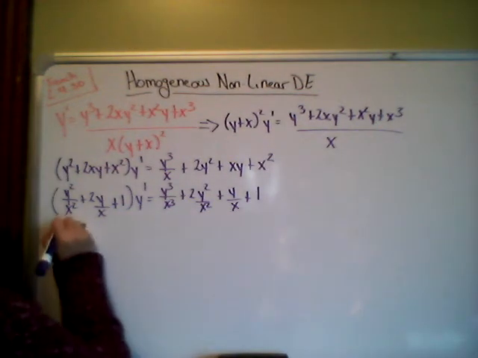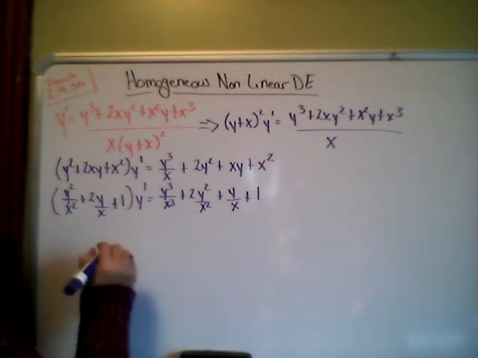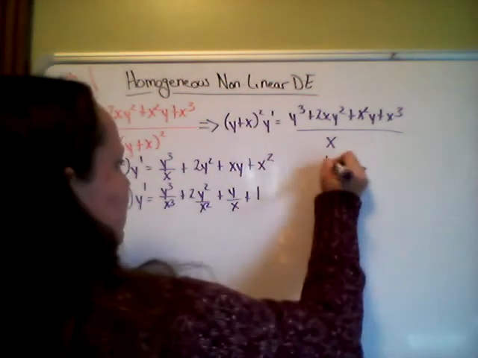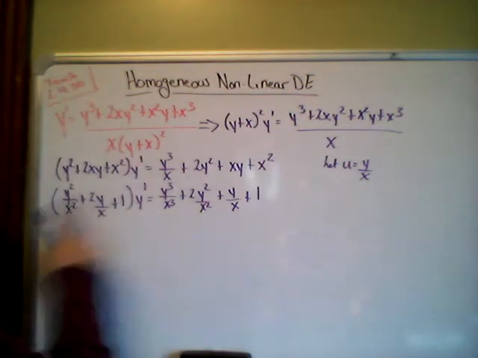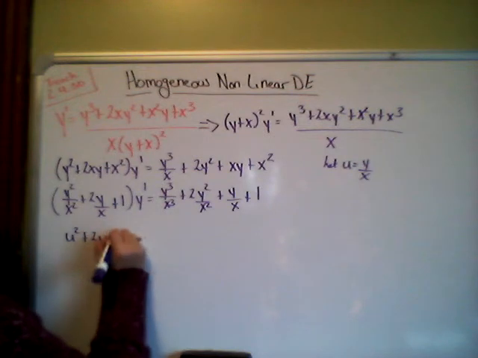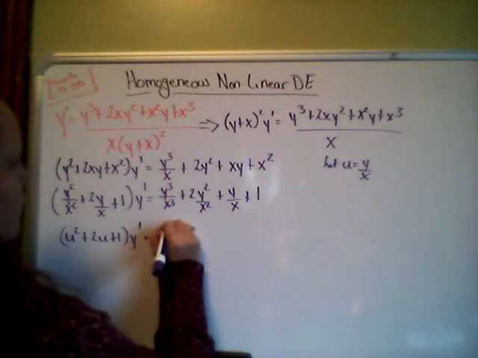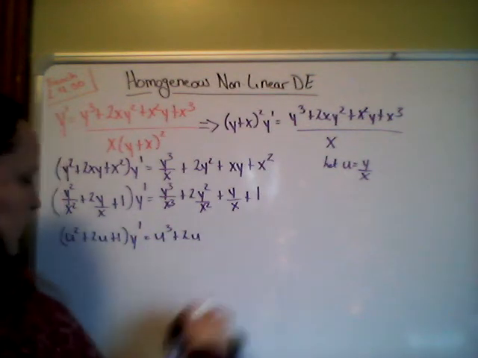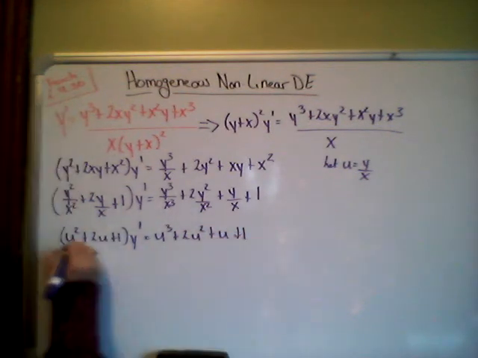So we're going to let u equal y over x. We're going to substitute that in here. So we end up with (u squared plus 2u plus 1) times y prime equal to u cubed plus 2u squared plus u plus 1.